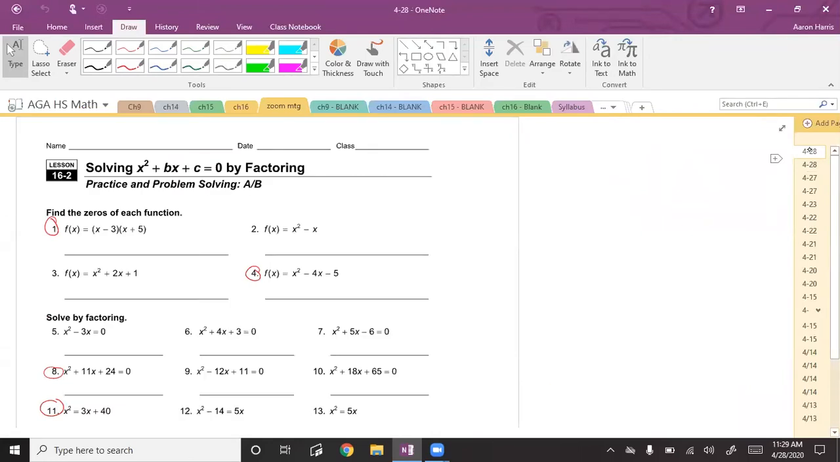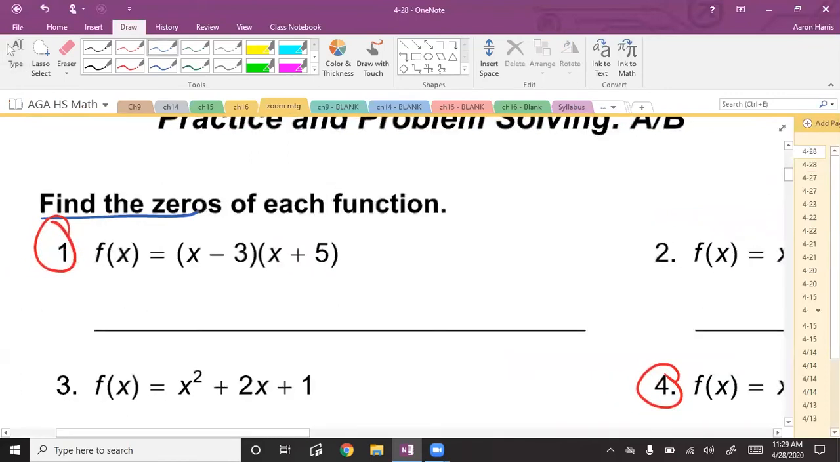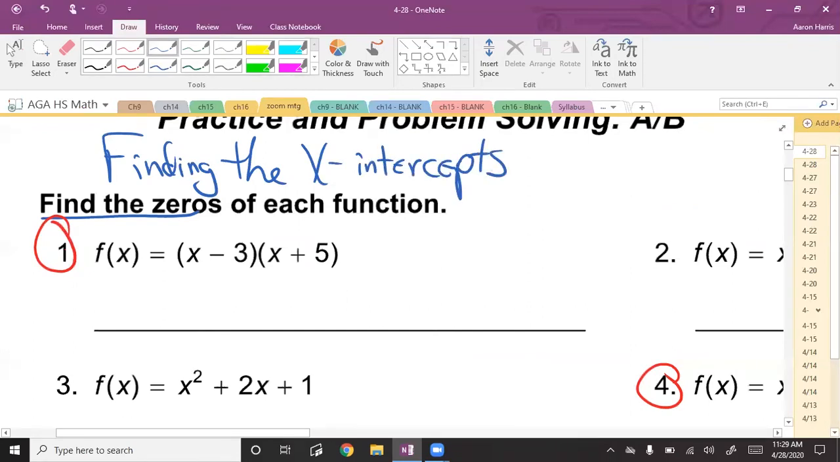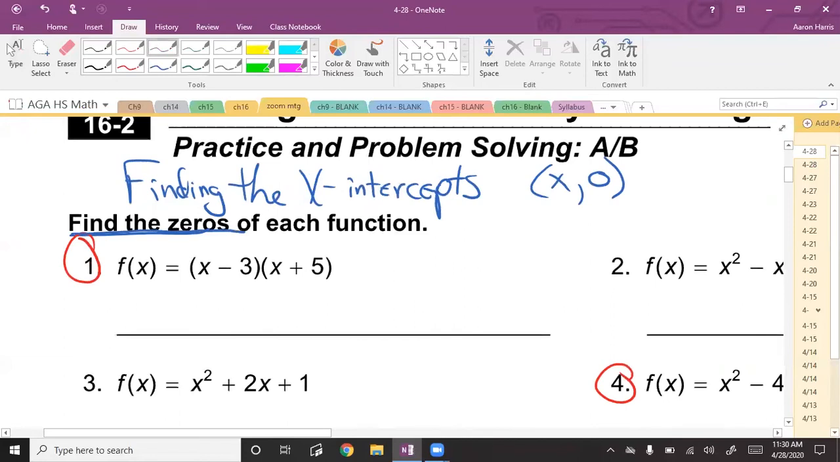All right. Now, this is chapter 16. This is finding the zeros. Finding the zeros means what? We're finding the x-intercepts. X-intercepts we know something about. X is going to be something, but Y will always be what? 0. So if that is true, finding the zeros, f of x is another way of saying what? Y. F of x is the same thing as saying Y.